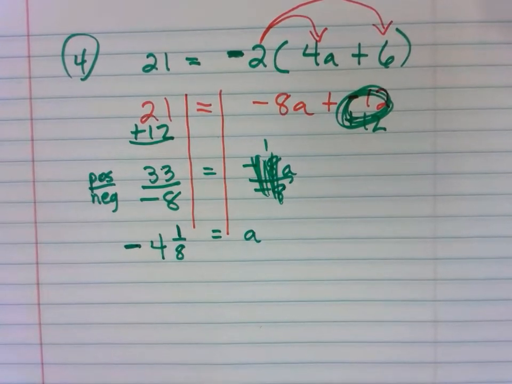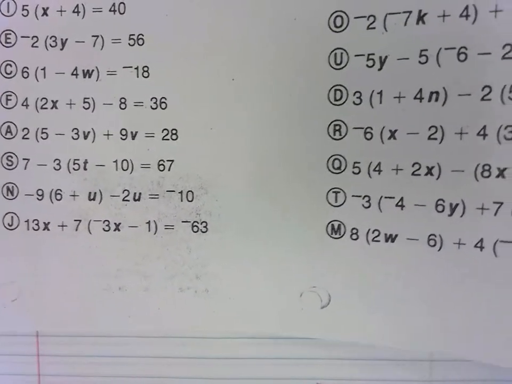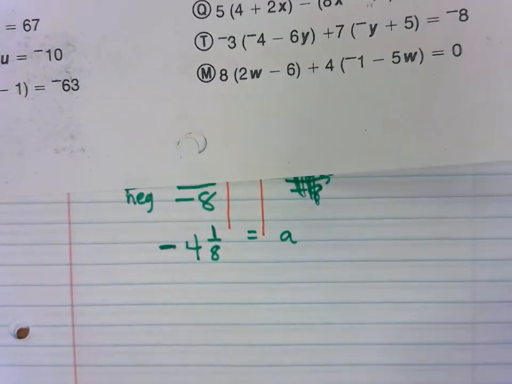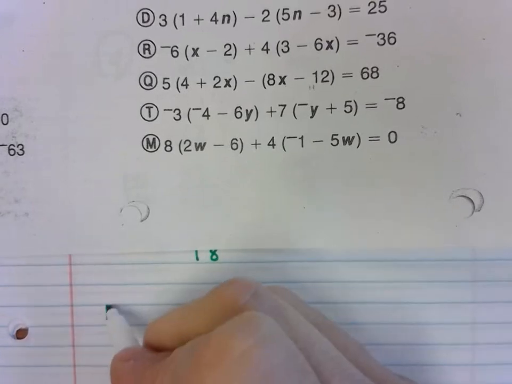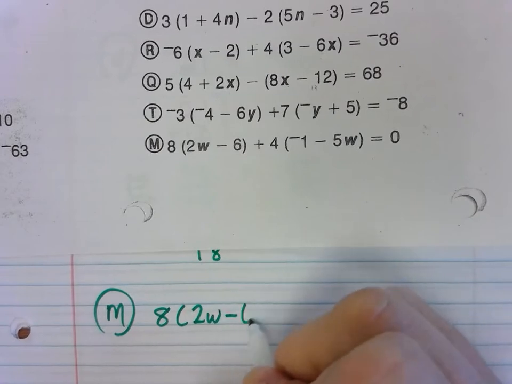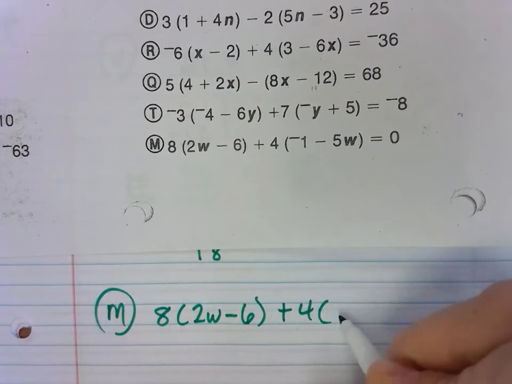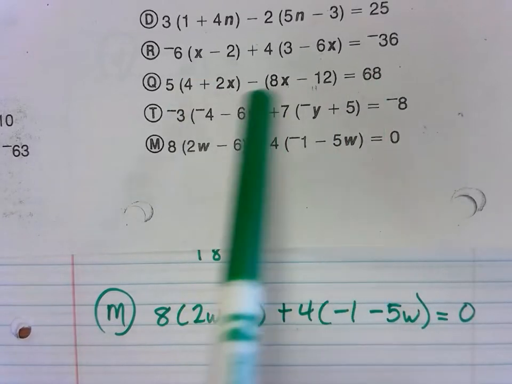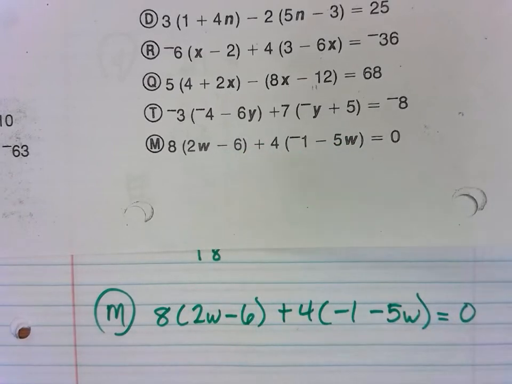Okie dokie. Now, I'm going to come over here to this little page, and I'm going to pull off one of the harder ones, all right? So you guys are going to be looking at some problems that look like this. I'm actually going to come down here and do the last one. If you've stayed with me this long, all the way to the 10-minute mark, we're going to go over letter M right here. Here's your bonus for sticking with me that long. 8 times 2w minus 6 plus 4 times negative 1 minus 5w equals 0. That is the bottom right problem.